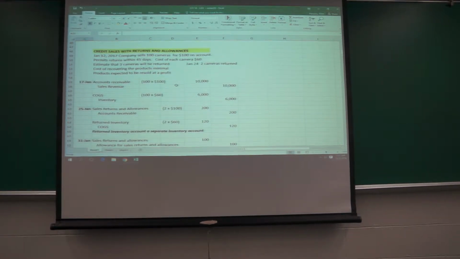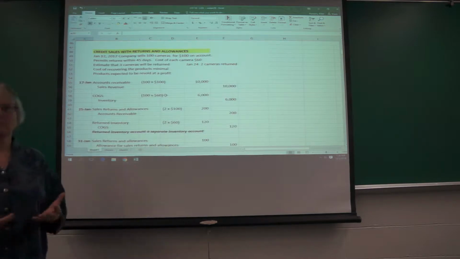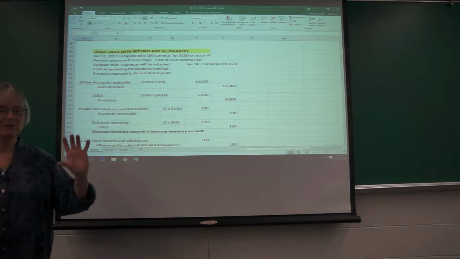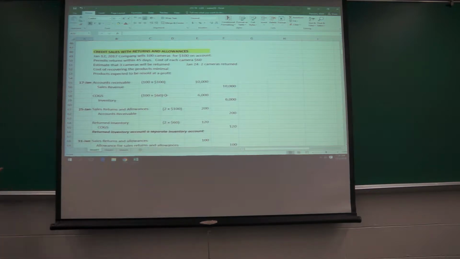Okay, so I'm just using the one from the book. The company sells 100 cameras on account, $100 each. Now when they update the textbook, who buys cameras anymore? Well, I have one here, but I didn't buy it, but you know, everyone's just using their phones. So anyway, they sold 100 cameras, $100 on account.